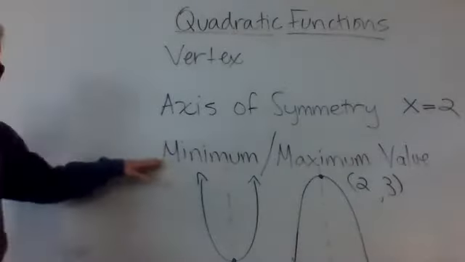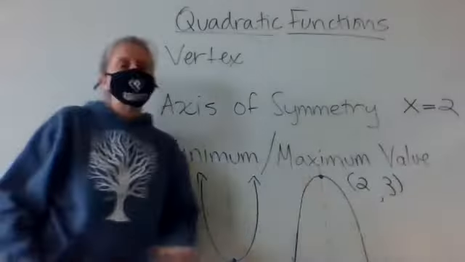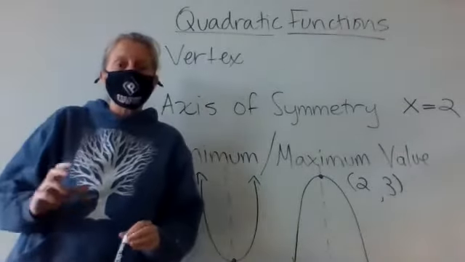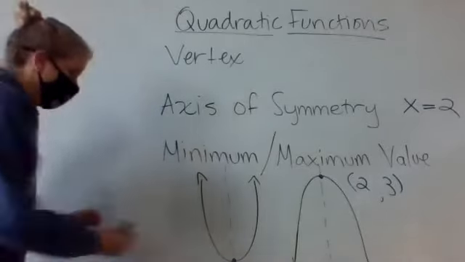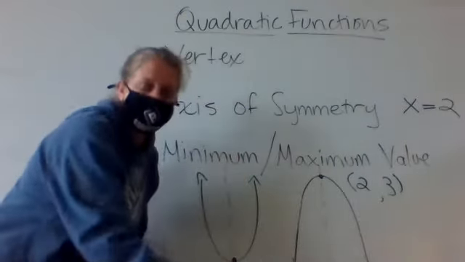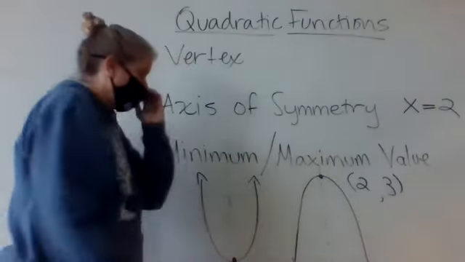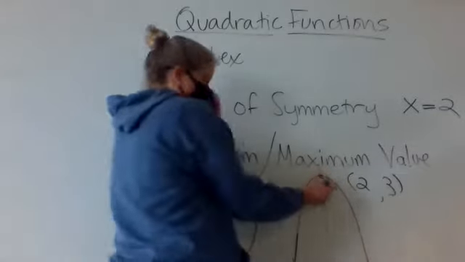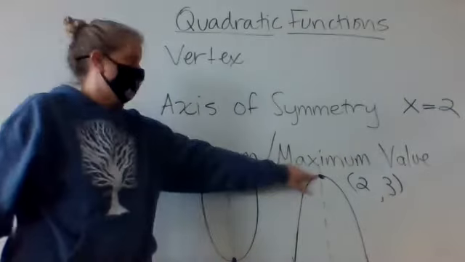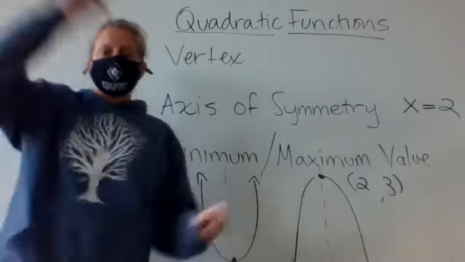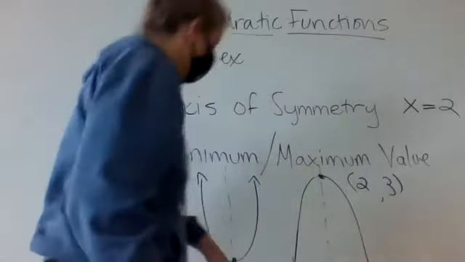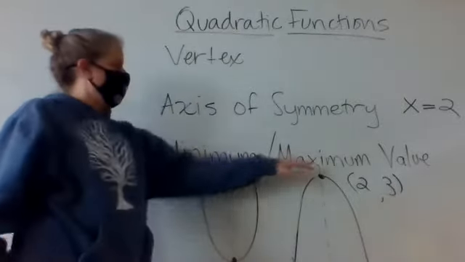The last thing that we're going to talk about on the first problems are called the minimum or the maximum value, okay? Every parabola has either a minimum, like this one, because its vertex is at the very bottom of the parabola, or it's got a maximum, which means its vertex is at the very top of the parabola. So you've got one or the other, just depending on if you're right side up or upside down.